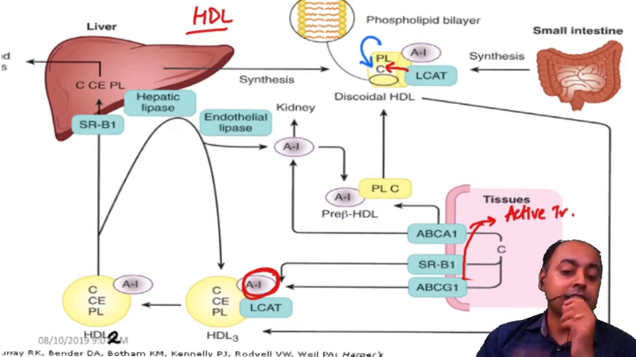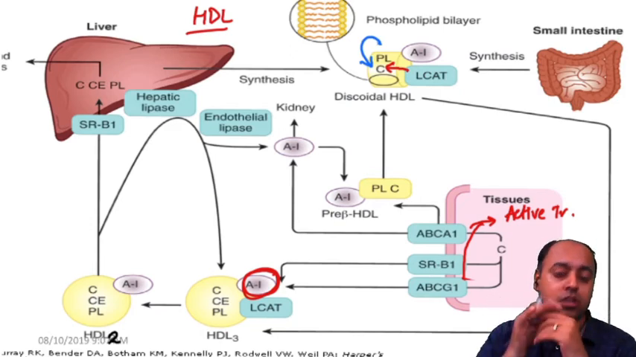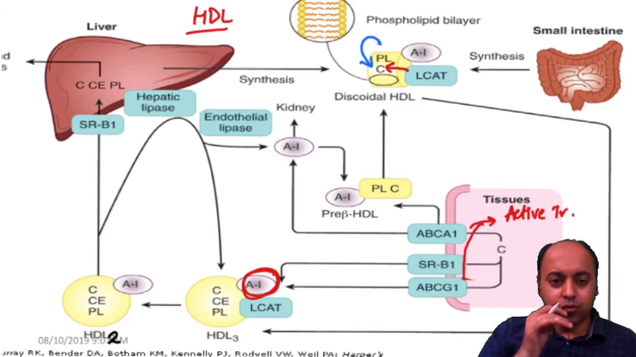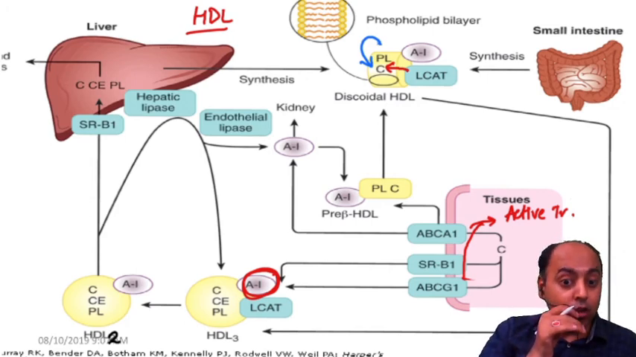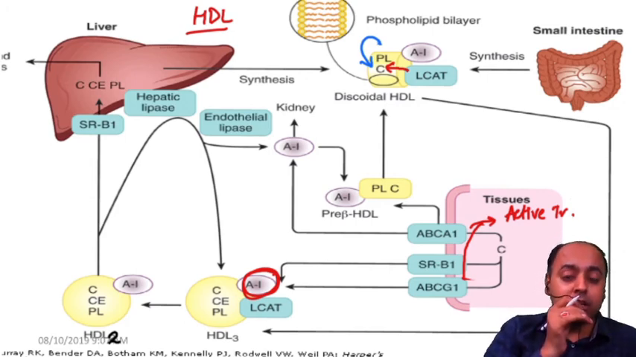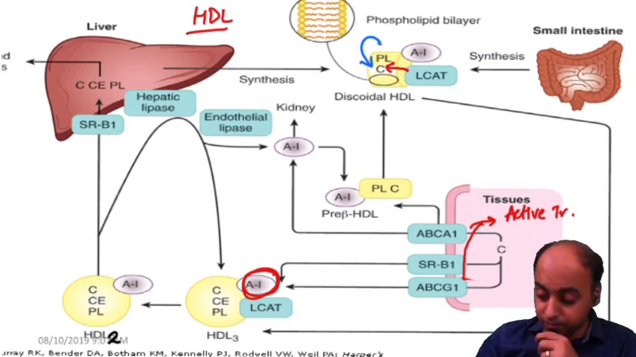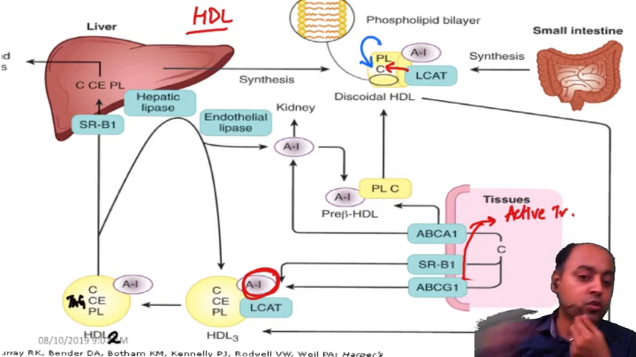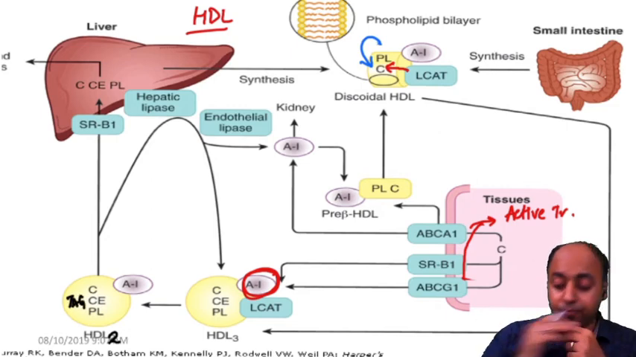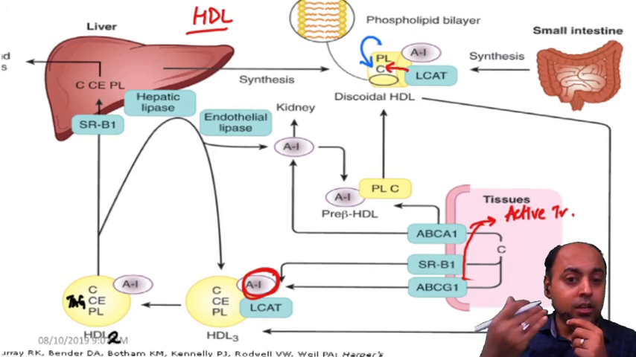It forms the HDL2, which is a much bigger structure. Now this HDL2 has a large amount of cholesterol ester and also some phospholipid. From where does the phospholipid come? Remember, cholesterol ester transfer protein will transfer some amount of TAG. It also has some amount of TAG from the VLDL, which is not shown in the diagram. So it goes to the liver.